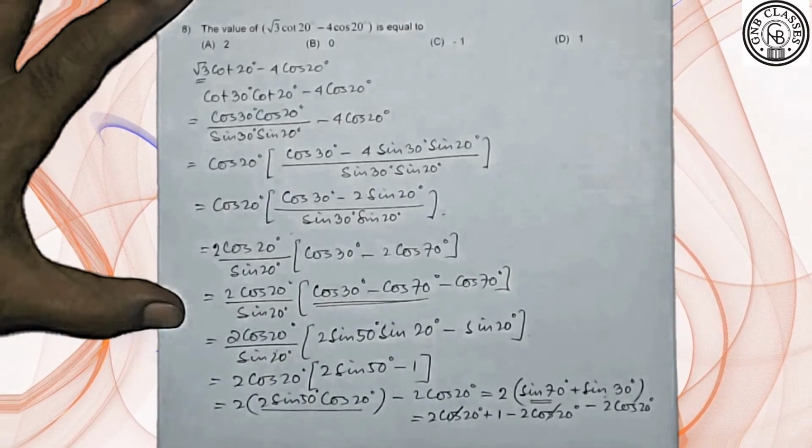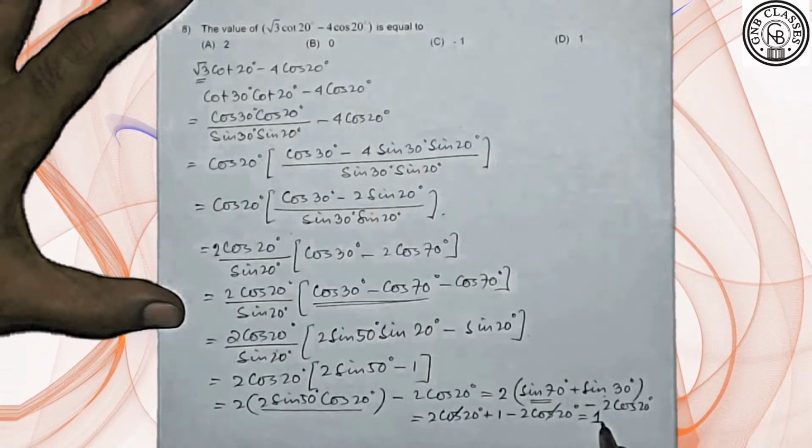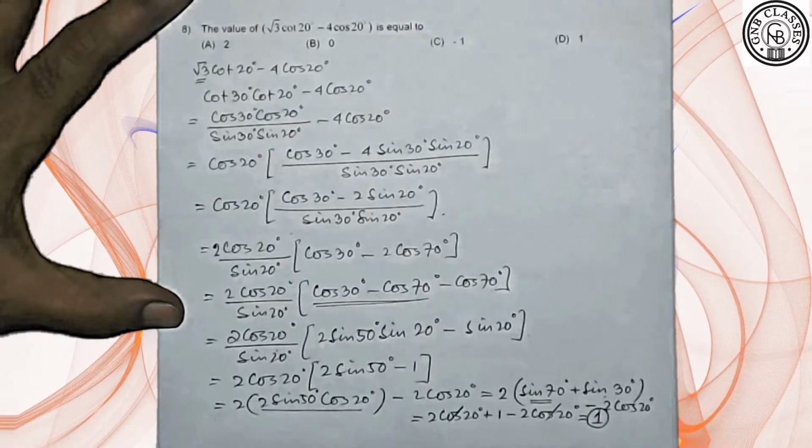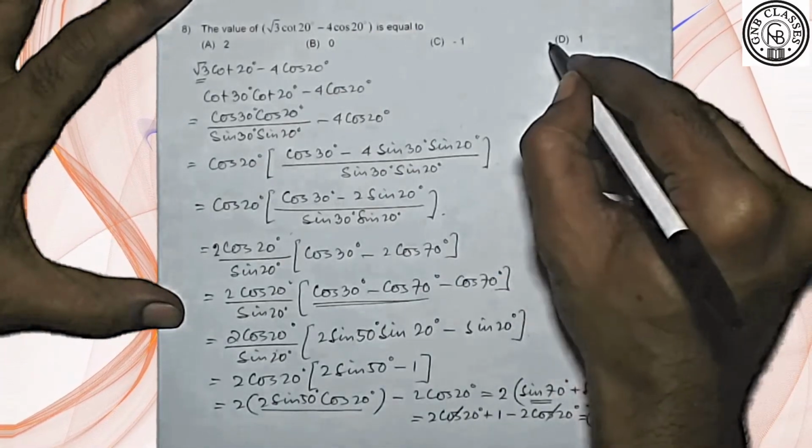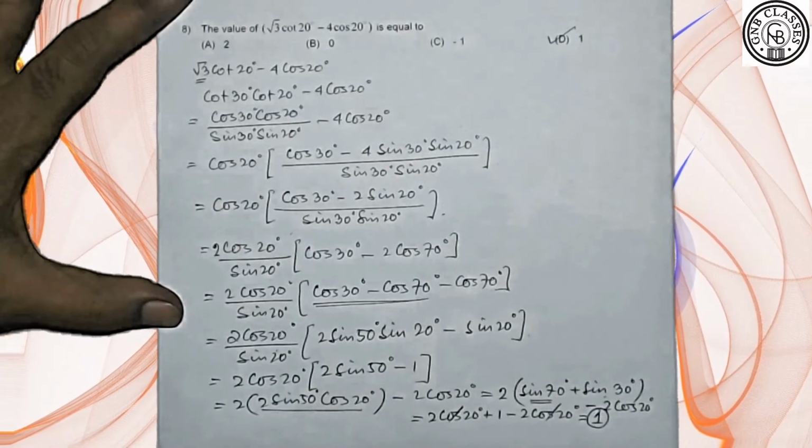2 cos 20 goes off. So my answer is 1. Is it clear? Therefore, our option D is correct. Is it clear?